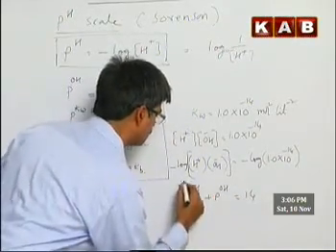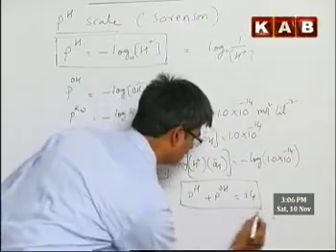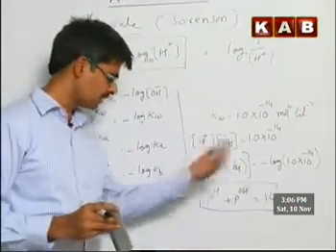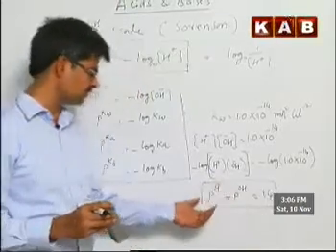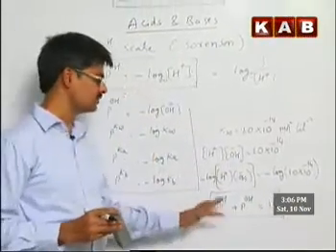This is for any aqueous solution we have. This formula will be used whenever pH is given to calculate the pOH of a solution, or whenever pOH is given we can get the value of pH using this relation. So these are the fundamental relations which we have.